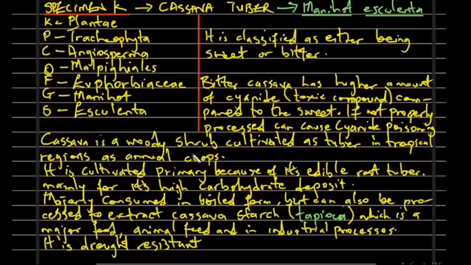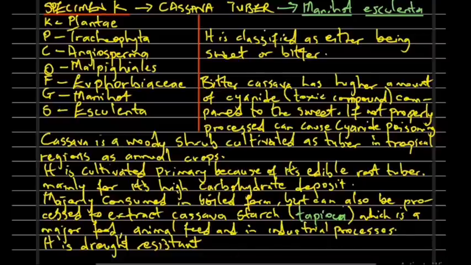So cassava is a woody shrub that is cultivated as a tuber in tropical regions as an annual crop. They are cultivated primarily because of the edible root tuber, which is starchy, or has a high amount of carbohydrate deposits, majorly consumed in boiled form. It can also be processed into cassava extracts like the starch, which is used in making tapioca, and it is also used as a major food for animal feeds as well as in some industrial processes.